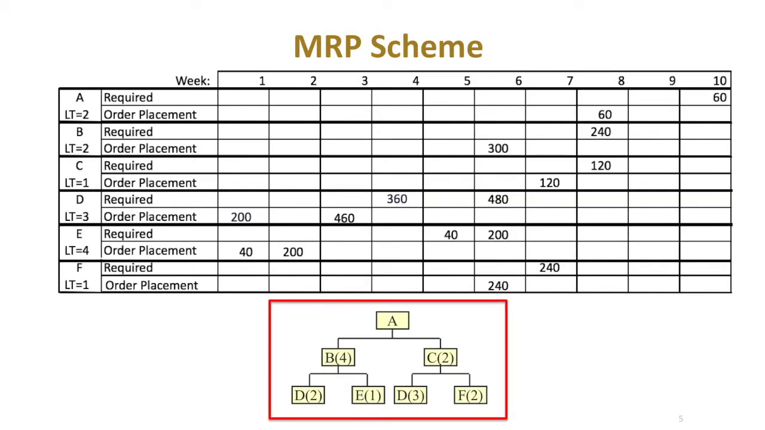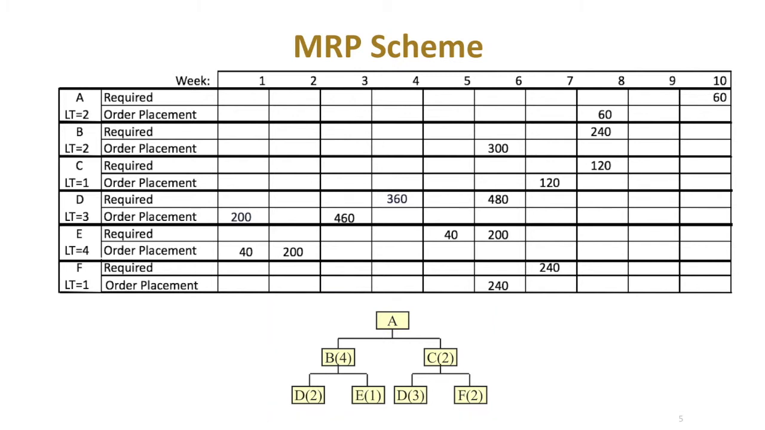In this case, final product A needs 4 subassemblies of B and 2 subassemblies of C. B needs 2 parts D and 1 part E. C needs 3 parts D and 2 parts F. This information is used in the so-called MRP scheme. Here you see a very simplified scheme. It shows that the master production schedule asks for 60 products of type A in week 10.